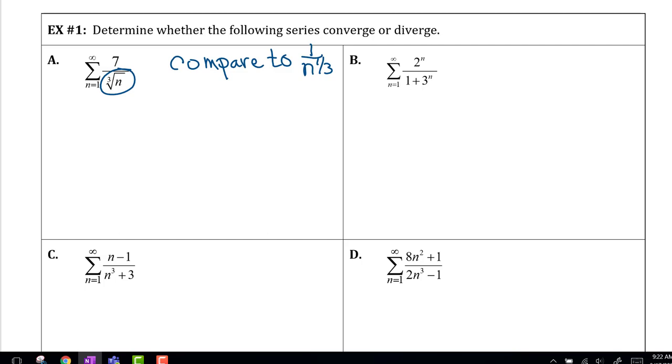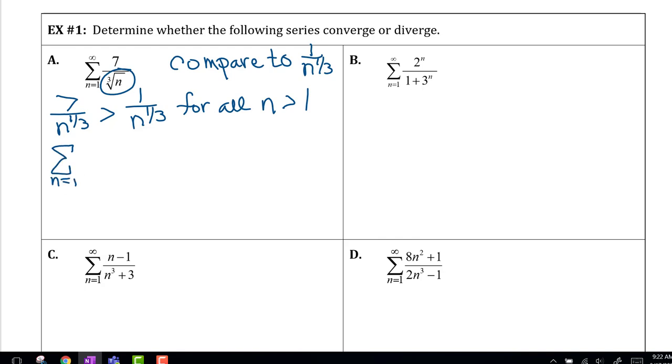What I can notice is that 7 over n to the 1/3 is always going to be greater than 1 over n to the 1/3 for all n greater than 1. And the other thing I want to notice, and the reason why I picked that series, is that the summation from 1 to infinity of 1 over n to the 1/3 is a divergent p-series.